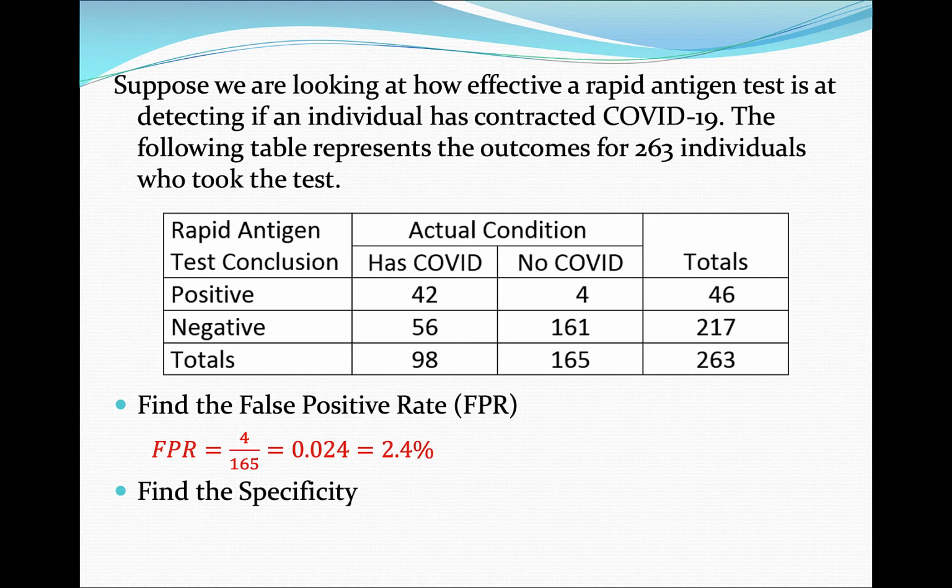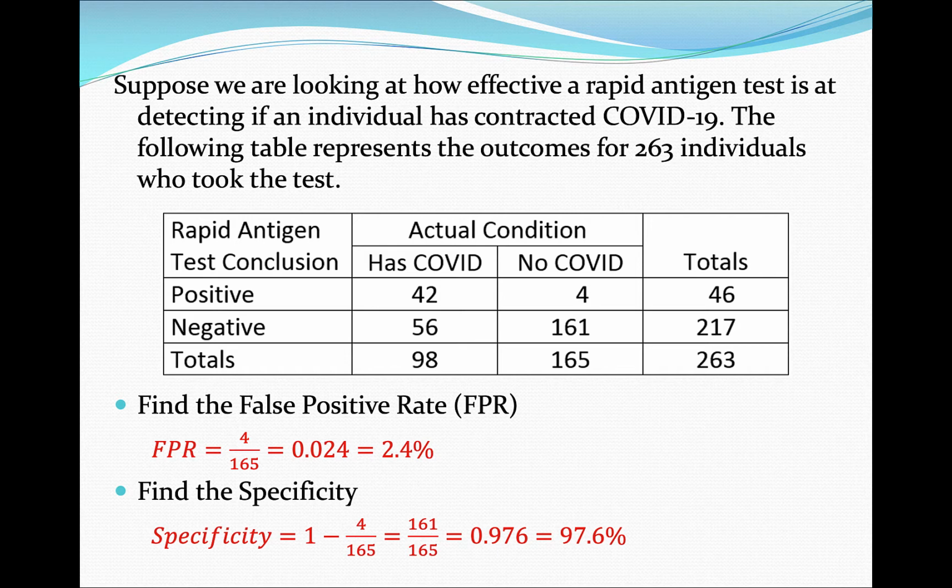So that means the denominator here is also 165. But now we're looking at those who are actually negative. They should be negative, and they are. So this is going to be 161 over 165. Of course, you can also just use the complement rule. You can just take 1 minus 4 over 165, and you'll get 161 over 165. That'll give you this specificity of 97.6%. And of course, these two things always have to add to be equal to 1 because they are complements.